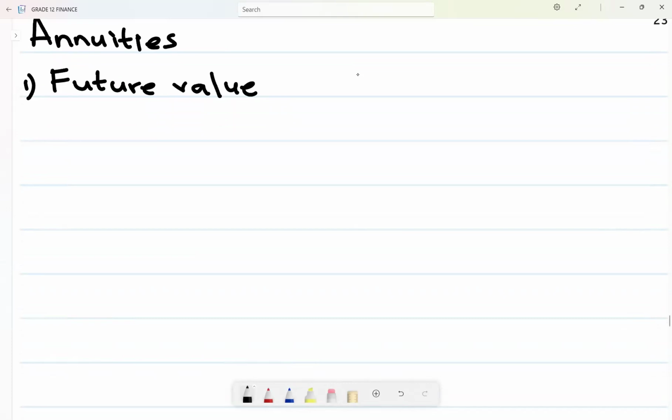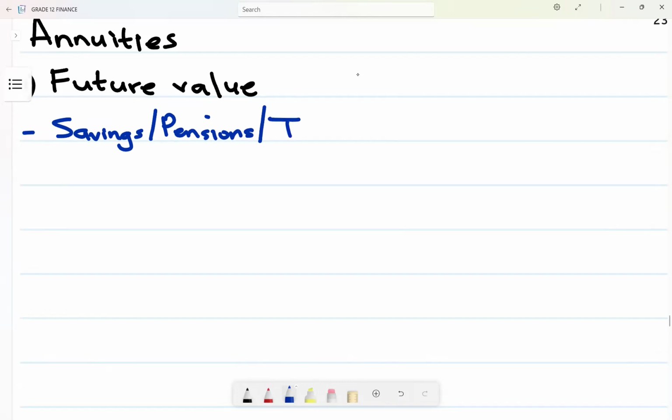What is the future value used for? To use future value, this is for savings, pensions, trips, etc. And then, what are the conditions for me to use this formula? How will I see if I'm using the future value? This is the first one: it should be for savings, pension, trips and all of that.